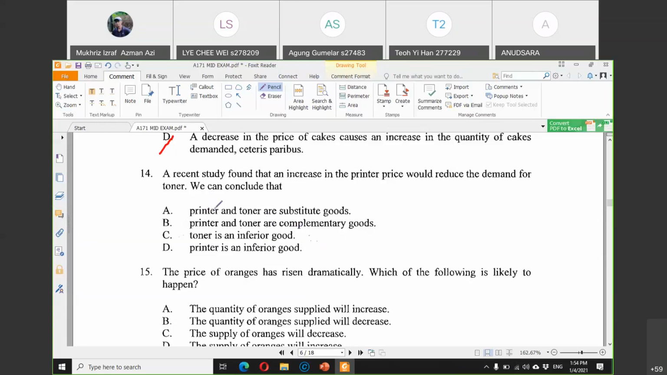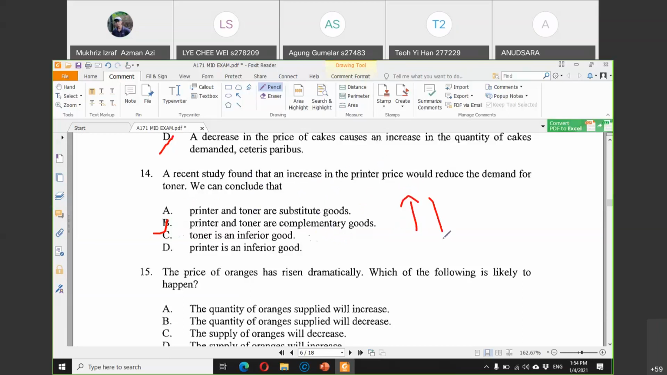Question 14. A recent study found that an increase in printer price will reduce the demand for toner. I think this is a very simple example. These are complementary goods, goods that must be used together. In our last class, I used the example of car accessory and vehicle sale. People buy a car or vehicle and they go to an accessory shop to change their rim, audio system and whatnot.